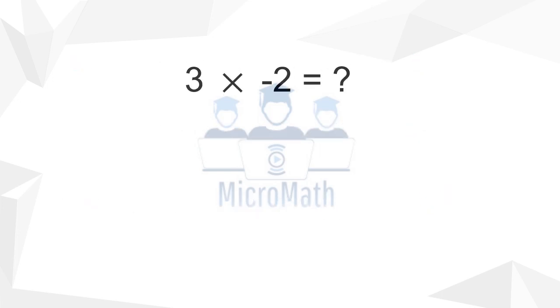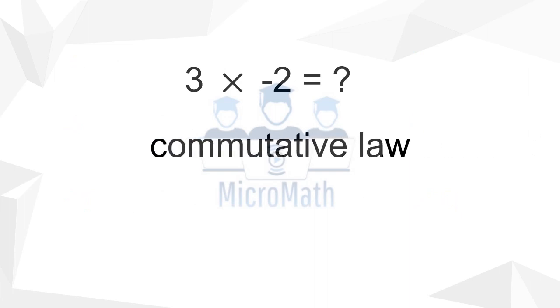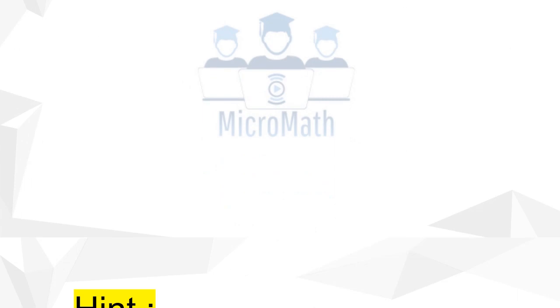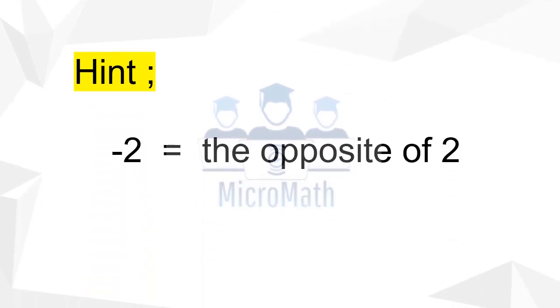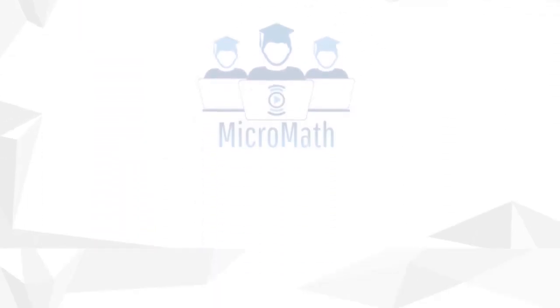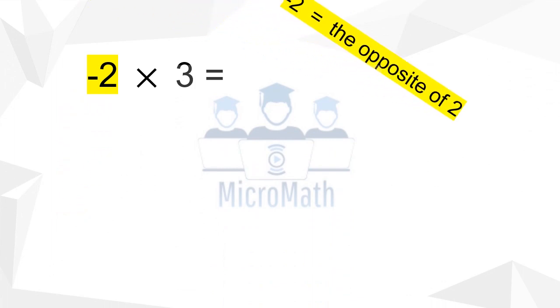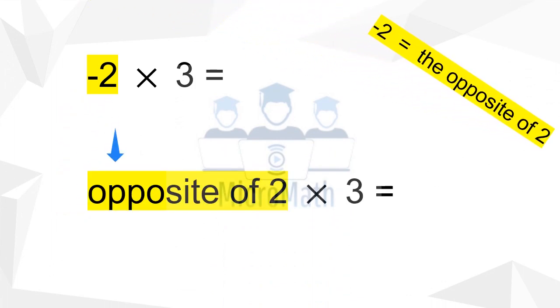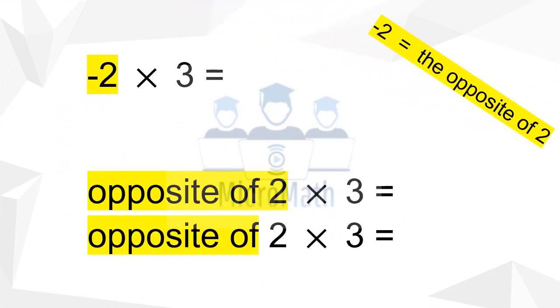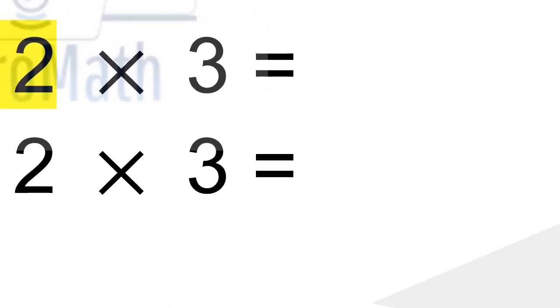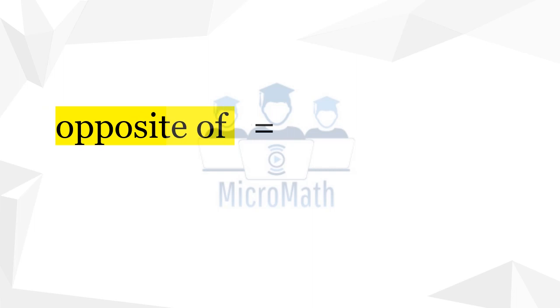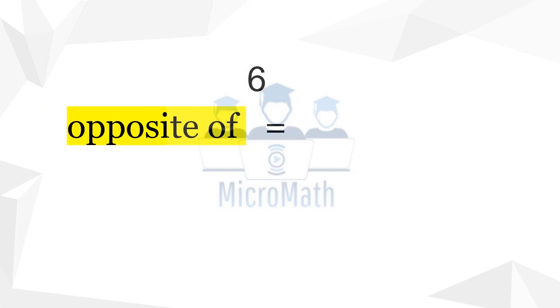Now what's 3 times negative 2? I'm using commutative law to swap negative 2 with 3 to get negative 2 times 3. Well, I already know that negative 2 is same as opposite of 2. And I will substitute negative 2 with the opposite of 2 in the question. So my question will be, what's the opposite of 2 times 3? And I know 2 times 3 is 6. Now all I need to do is to find the opposite of 6, which is negative 6.